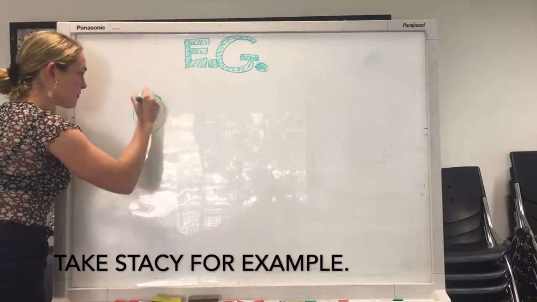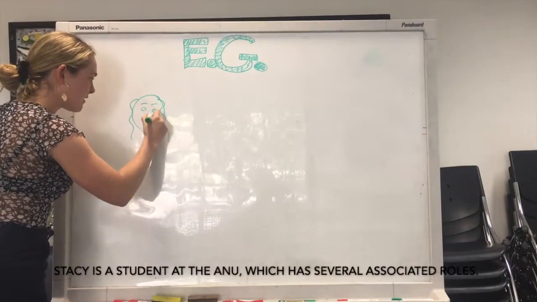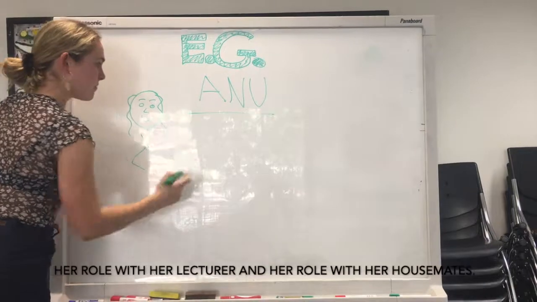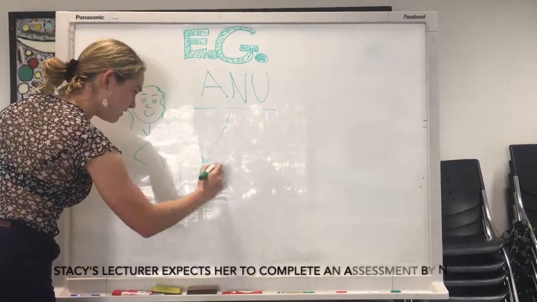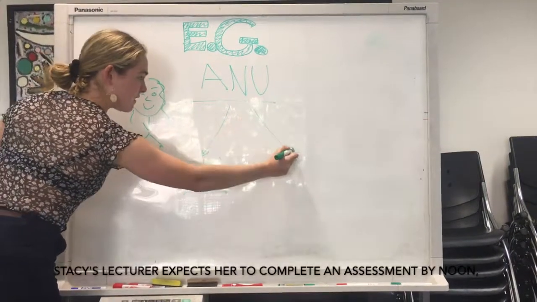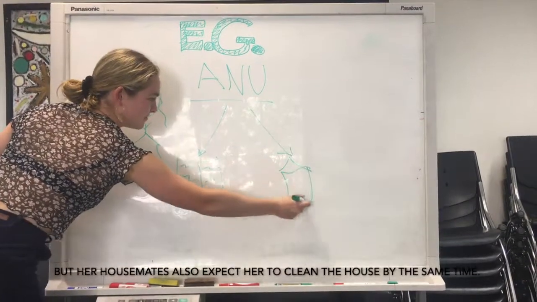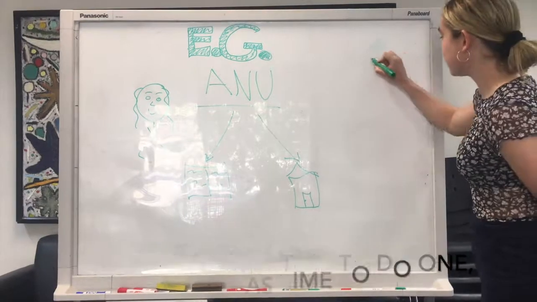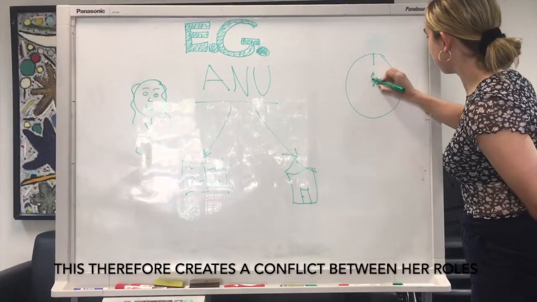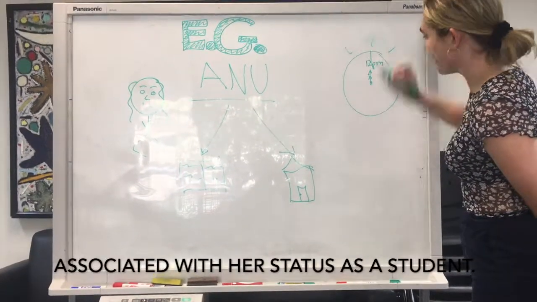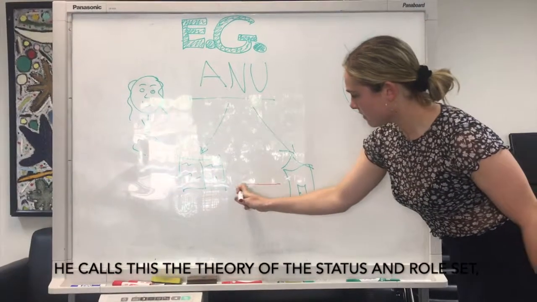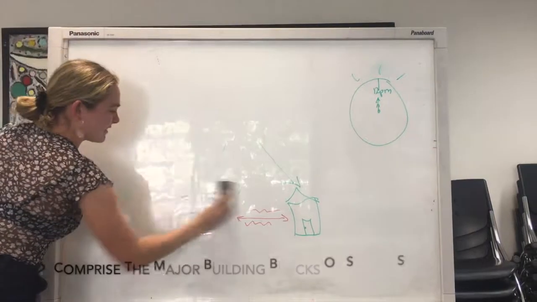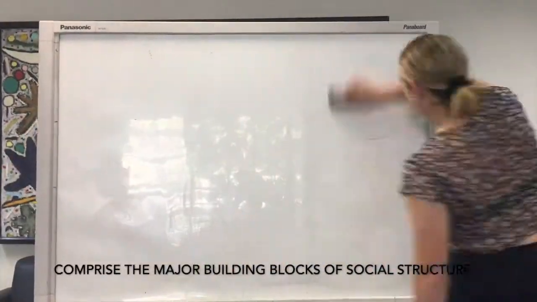Take Stacey, for example. Stacey's status is a student at the ANU, which has several associated roles, her role with her lecturer and her role with her housemates. Stacey's lecturer expects her to complete an assessment by noon, but her housemates also expect her to clean the house by the same time. As Stacey only has time to do one, this therefore creates a conflict between her roles associated with her status as a student. He calls this the theory of the status and role set, and it is important as Merton believes statuses and roles comprise the major building blocks of social structure.